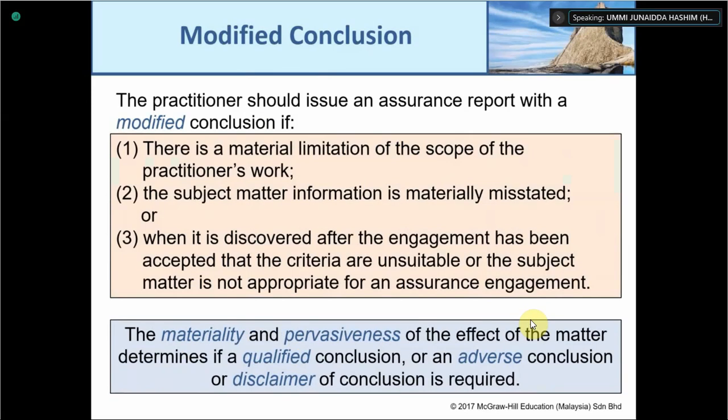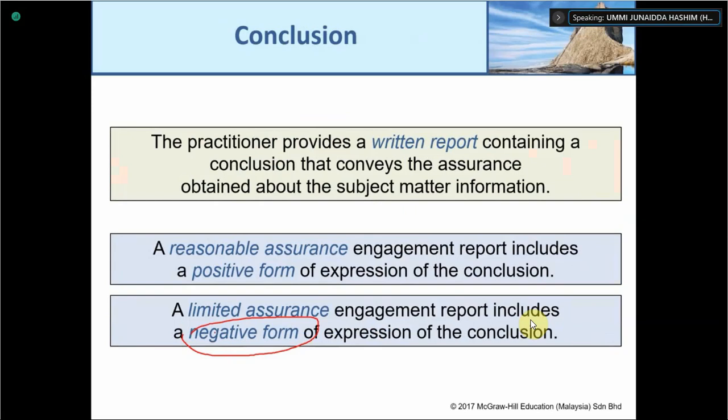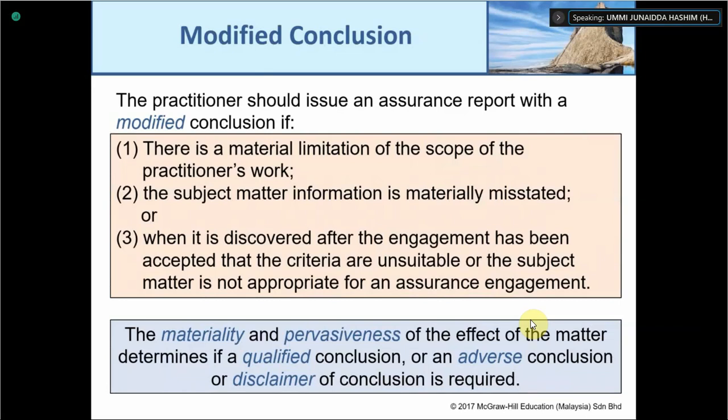However, we also have modified conclusion here. If you still remember, we also have types of audit report with a modified opinion or modified paragraph. The same applies here under assurance services: there is also a modified conclusion. So the practitioner should issue an assurance report with a modified conclusion if, other than the conclusions with positive form and negative form, there is a situation that requires you as the auditor to draw a modified conclusion.